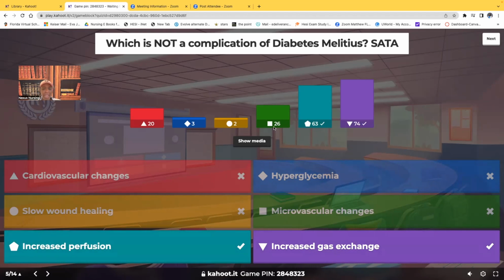And I saw 26 of you guys chose microvascular changes. Guys, think about the tiny, tiny, tiny little vessels you have in your eyeballs. You don't think diabetes affects vision? I don't even know the number, but I could tell you millions of diabetics lose their vision from diabetes. Absolutely microvascular changes.